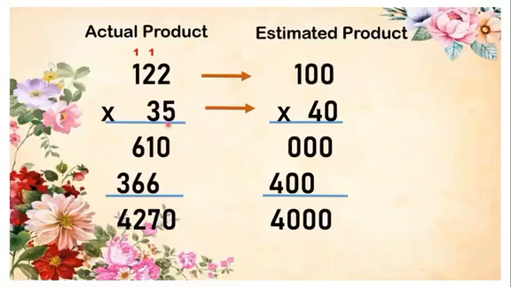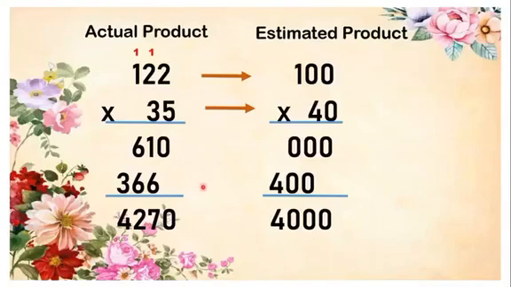Now, let's go to the next multiplier, which is 3. Let's multiply 3 to the ones. 3 times 2 is equal to 6. 3 times 2 is equal to 6 again. 3 times 1 equals 3. Now, we have another partial product, which is 366.